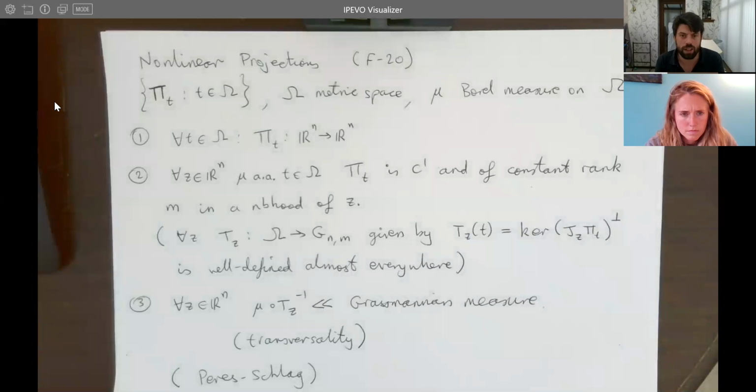All of these conditions are essential. So C1 is really needed. And then the third condition is transversality. The convenient way for me to express transversality is in terms of absolute continuity with respect to the Grassmannian measure. The important thing to remember is that it's just an abstract family of projections of Rn.